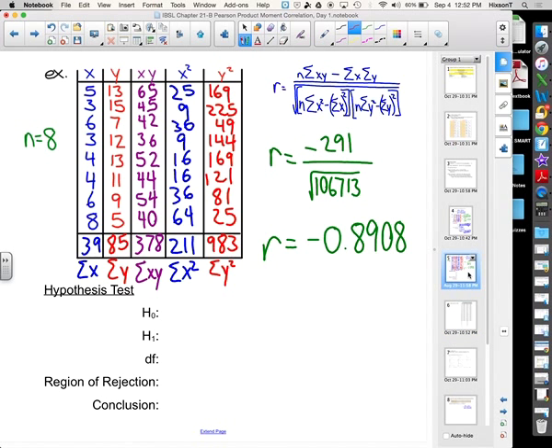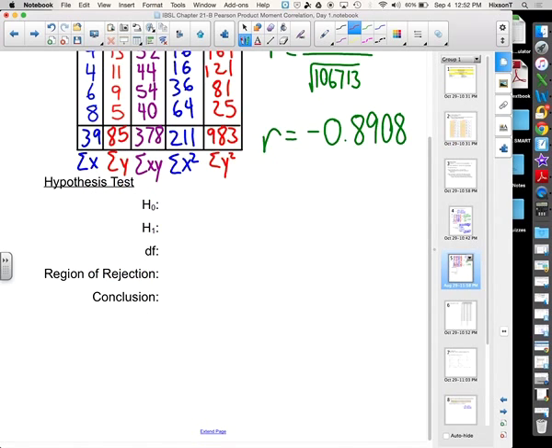So, our hypothesis. Our null hypothesis is there will be no correlation between X and Y. Our alternative hypothesis is there is a significant correlation. Now, real quick, degrees of freedom would be 6.